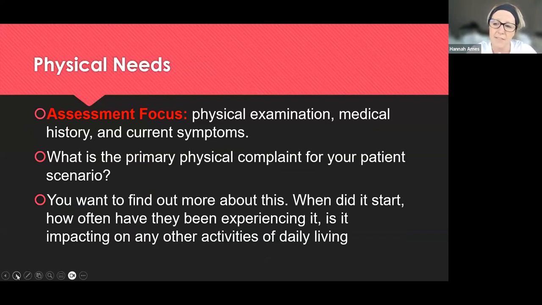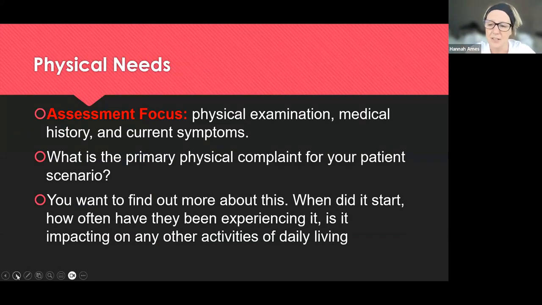So the first area is physical needs. The assessment focus here is your physical assessment of the patient, picking up on things from the medical history and the current symptoms that have brought them into your area of care. So in terms of your NMC OSCE, what is the primary physical complaint for your patient scenario? What's brought them into hospital?